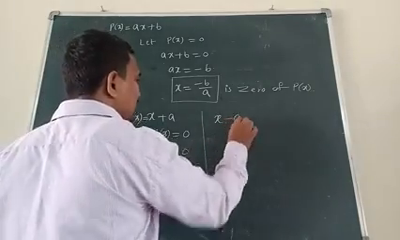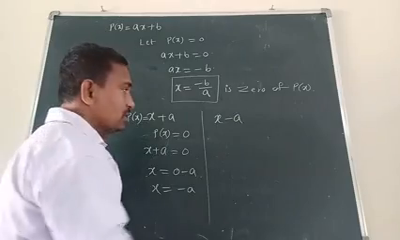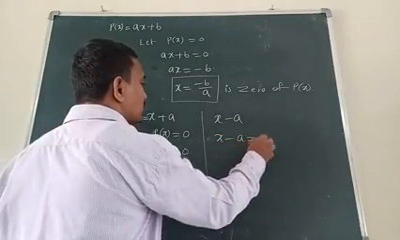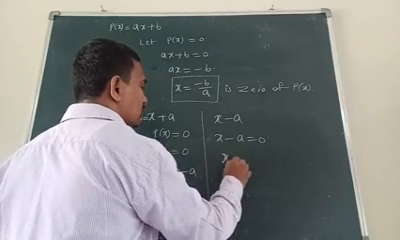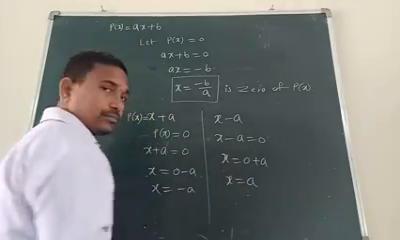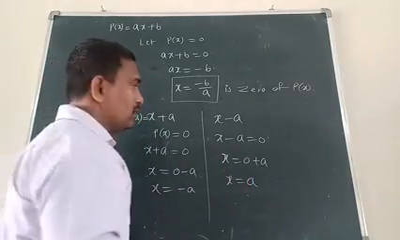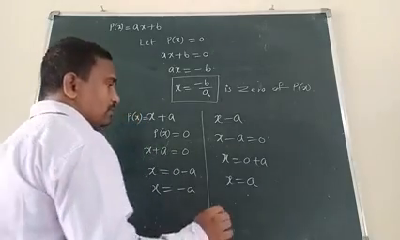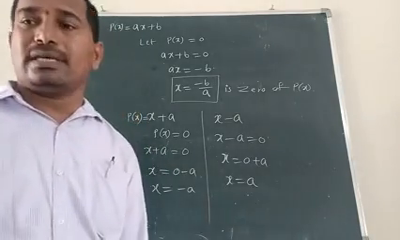What about the polynomial x minus a? So take x minus a equal to 0. So x equal to 0 plus a. That is x equal to a. Okay, so now let us see some problems.